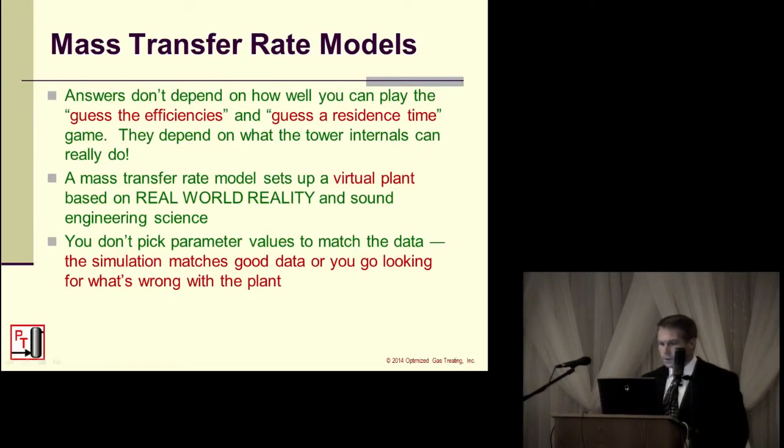So instead of picking parameter values to match the data, if you find that your simulation doesn't match an operating plant, start looking for what's wrong in the plant. That's how I became a believer in the software after it bailed me out so many times. I've watched over 35 or 40 amine units, and ProTreat was the only one that consistently hit the plant performance data.